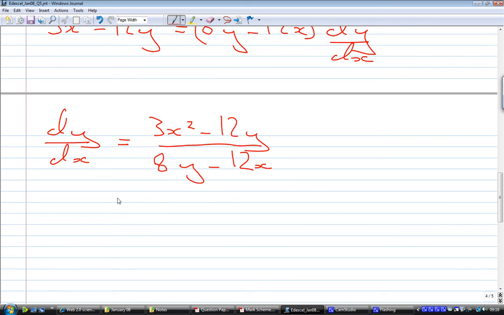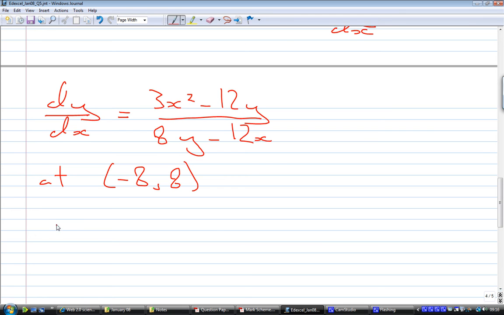Alright. So, remember our 2 points were, well, the first one is at minus 8, comma 8. So let's feed this in then. All we're really doing now is number crunching for these 2 points to find the gradient. So we're going to get dy by dx equals 3 times x squared. X here is minus 8, so minus 8 squared is 64. Minus 12y, so 12 times 8 is 96, the y from there, all over, what's on the bottom?